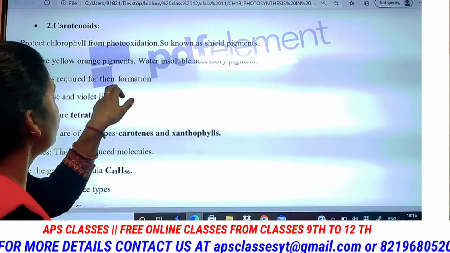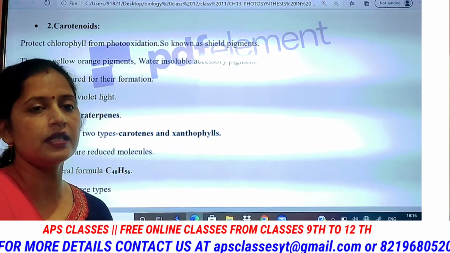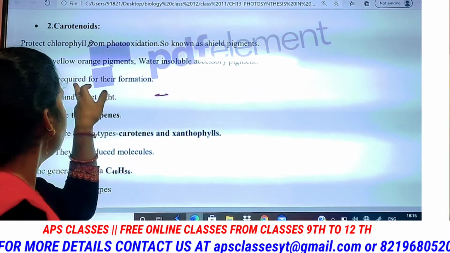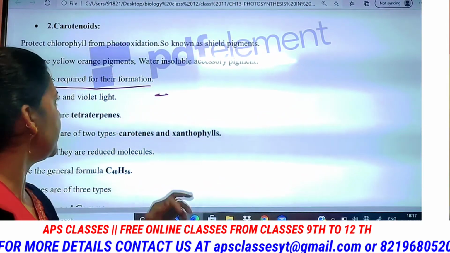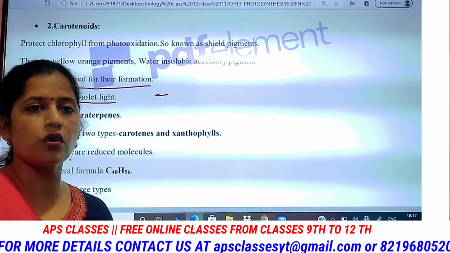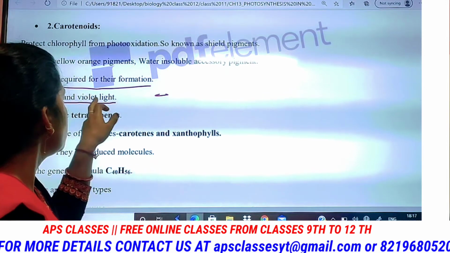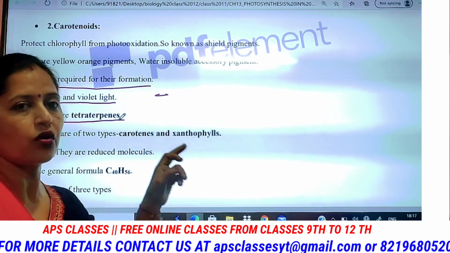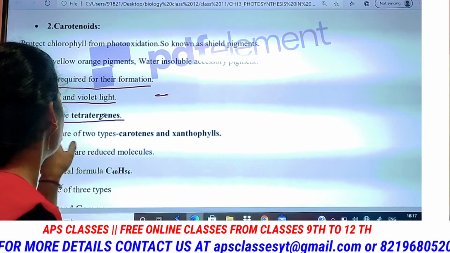No light is required for their formation. The most important character of carotenoids is that there is no requirement for light for their formation. They absorb blue and violet light. Specifically, carotenoids absorb two lights, blue and violet. Commonly, carotenoids are known in other words as tetraterpenes.